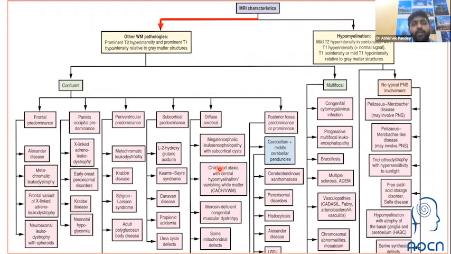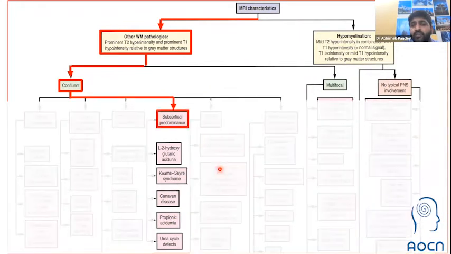So this is Van der Knaap's paper from 2009, which shows how we can deal with white matter pathologies. So we came to a conclusion that we are dealing with something other than hypomyelination. It is a confluent lesion and it has a subcortical predominance. So very few differentials are left with this pattern of MRI images, which include L2OH glutaric aciduria, Kearns-Sayre syndrome, Canavan's, propionic acidemias, and urea cycle defects.